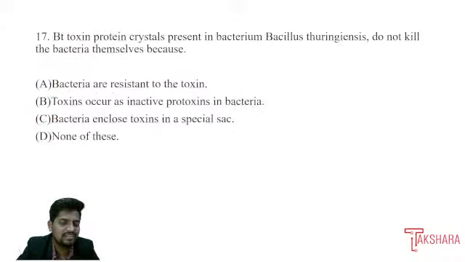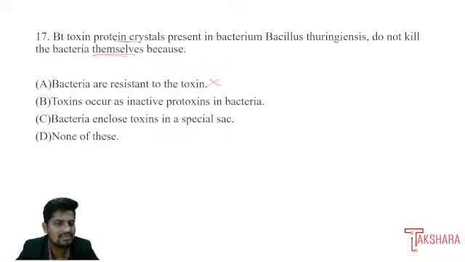Next, the Bt protein is a crystal present in bacteria, for example Bacillus thuringiensis, and it does not kill the bacteria themselves. We have already studied this in the first questions. The crystalline protein produced by Bacillus thuringiensis cannot kill the bacteria themselves because it is in an inactive form. That is the only reason. Is the bacteria resistant to the toxin? There is no kind of resistance to the toxin in the bacteria, so option A is wrong.